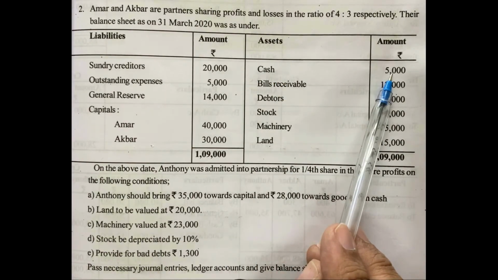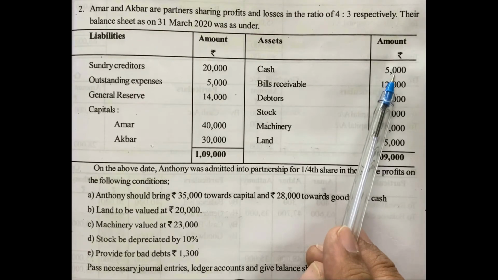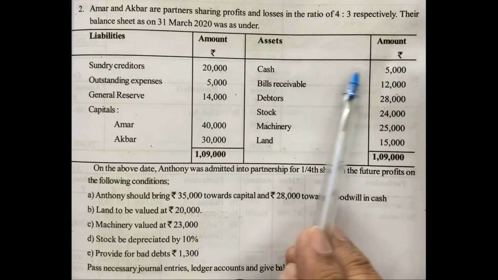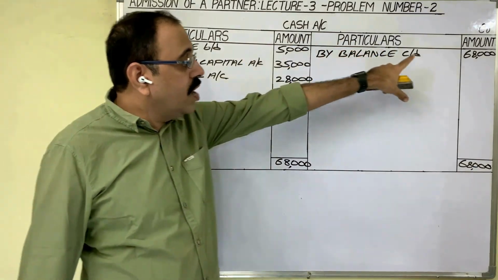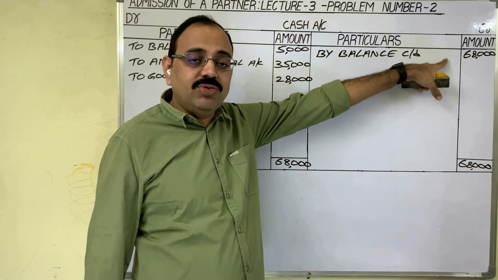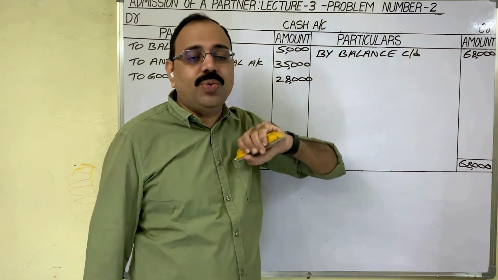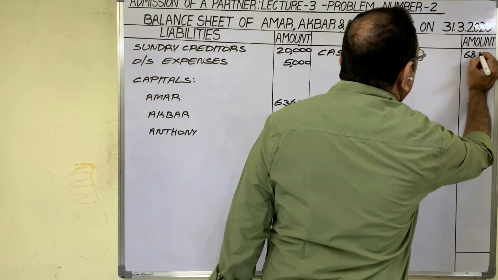Cash 5,000 rupees. Don't show this 5,000 rupees in the new balance sheet. Which amount do we have to show for cash? In the cash account, we got the answer, the balance carried down 68,000 rupees. This amount we have to show. So write down 68,000 rupees.